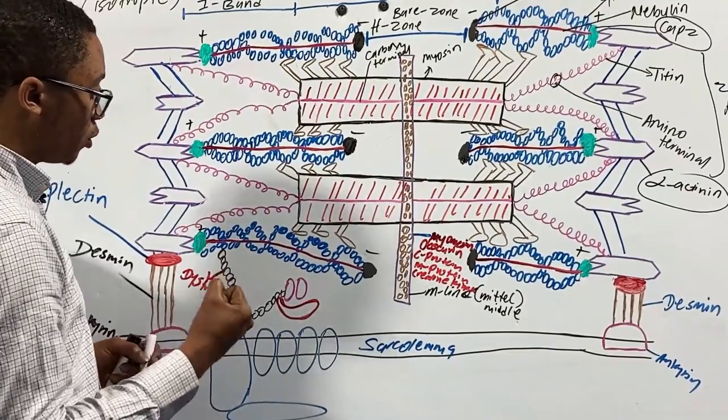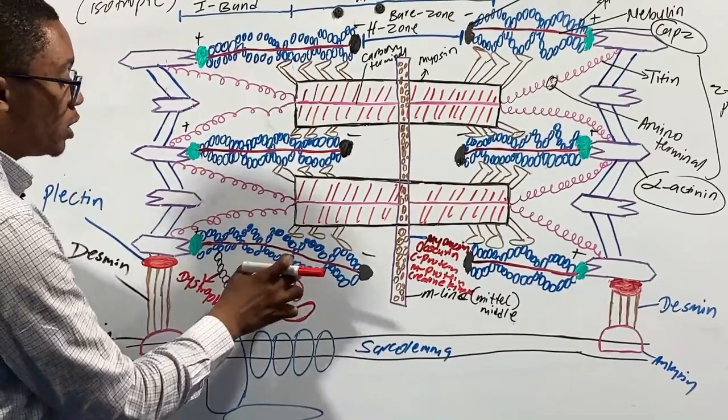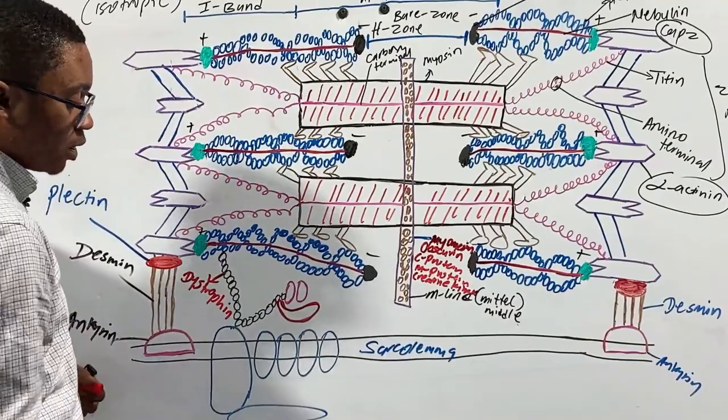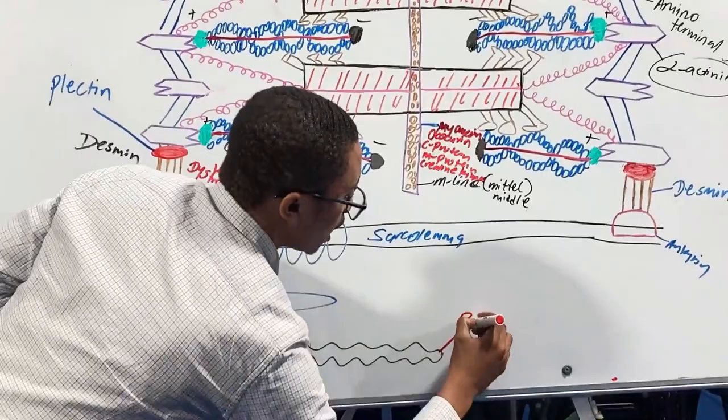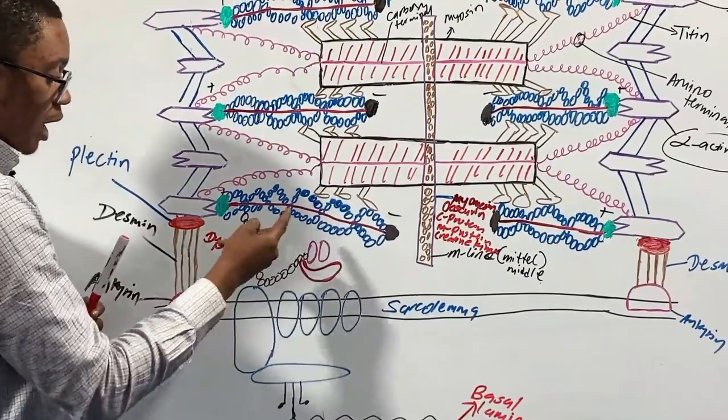What it does is it holds the actin. It attaches the actin to the membrane. It is a kind of communication between the myofibrillar system and the basal lamina. This structure here is known as the basal lamina. Now dystrophin comes here. I said it is a very important cytoskeletal protein.